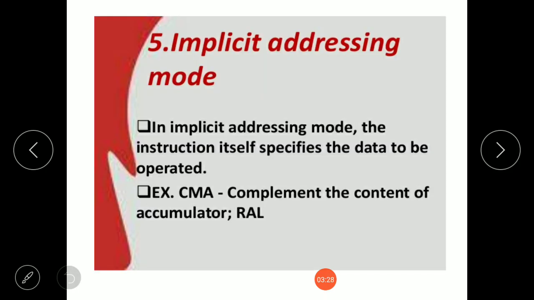The next addressing mode is implicit addressing mode. In implicit addressing mode, there are certain instructions which operate on the content of the accumulator. These instructions do not require the address of the operand. Example, CMA, RAL. What is CMA? That is complement the content of the accumulator. So any instruction where we do not have any operand or we do not have any address or register mentioned along with the instruction, those type of instructions will work only on the content of the accumulator and will fall under this addressing mode, implicit addressing mode. So up to this we have the 5 addressing modes.